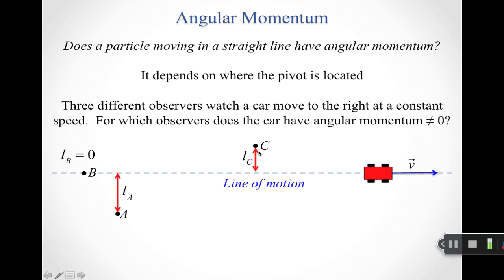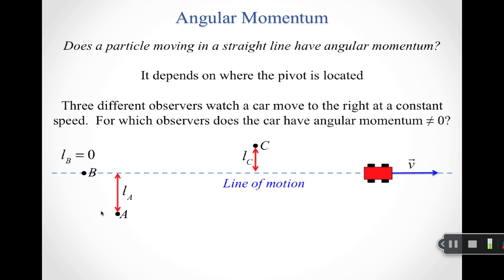For an observer at C, again, here's the perpendicular distance to the line of motion. So here's a situation where the observer at C would see an angular momentum given by mass of the car times the speed of the car as it moves times this perpendicular distance. So here you see that 2 of the 3 observers do measure non-zero angular momentum. The observer at B says that the car has no angular momentum.